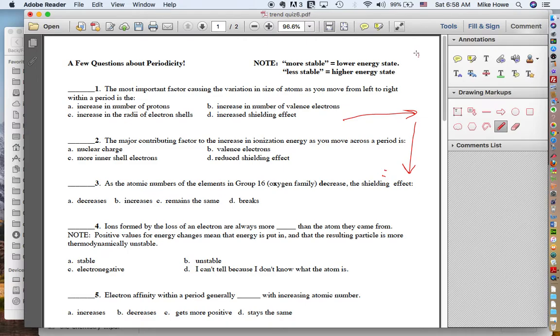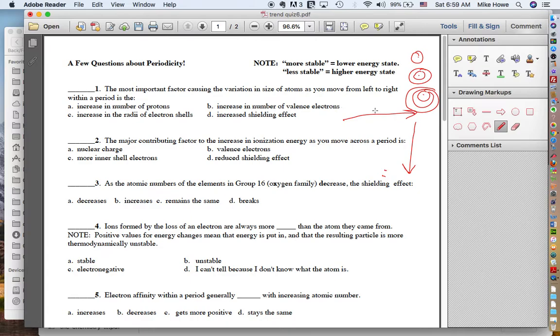Here's a hint. One factor that affects the trends is adding protons, and the other factor is adding energy levels. As you go down, you're adding protons and energy levels. But as you go across, you're adding protons, but not energy levels.